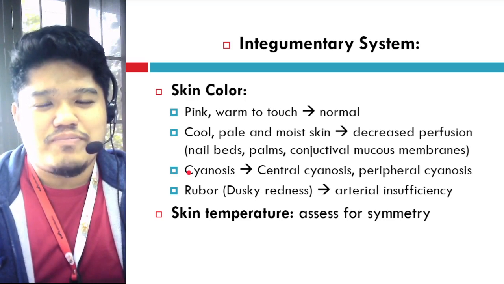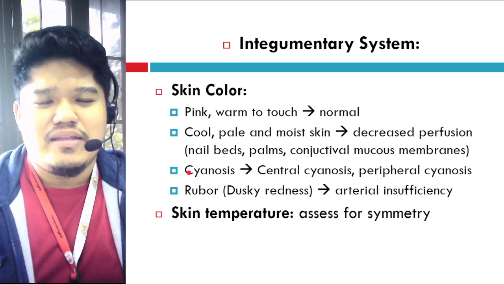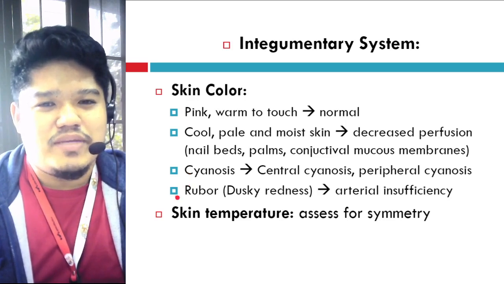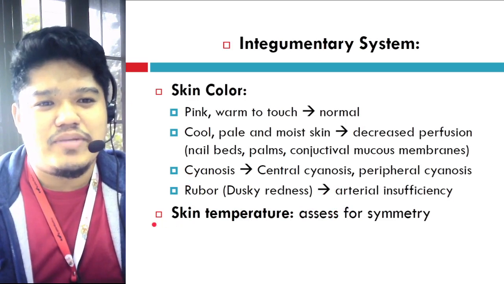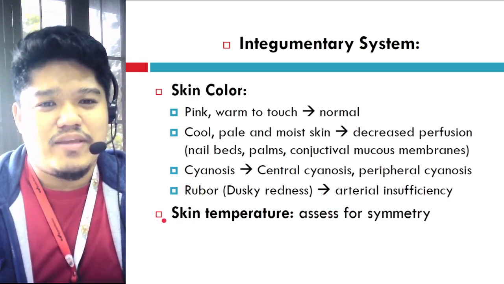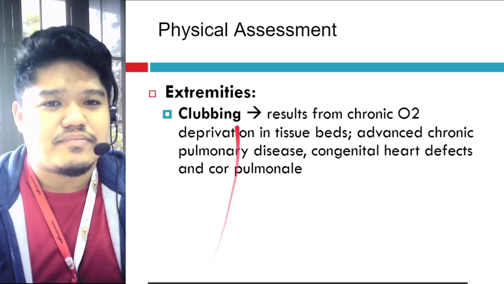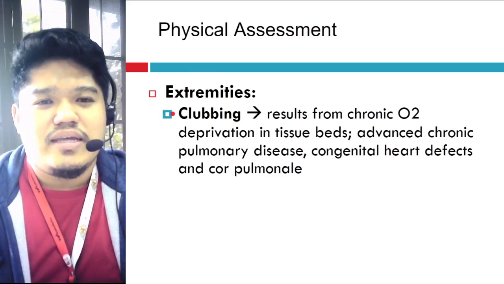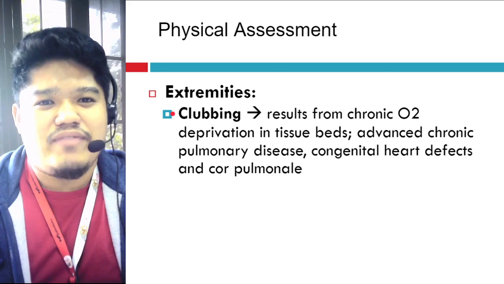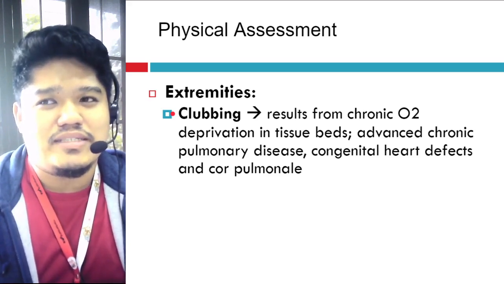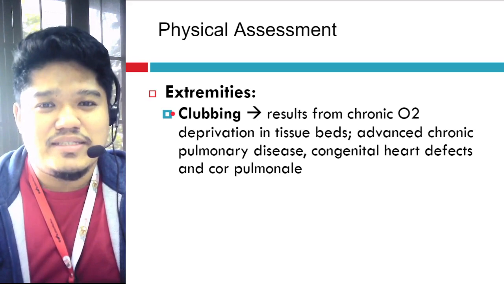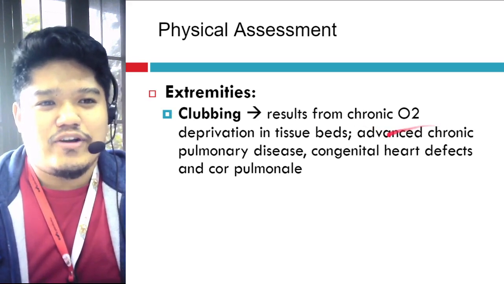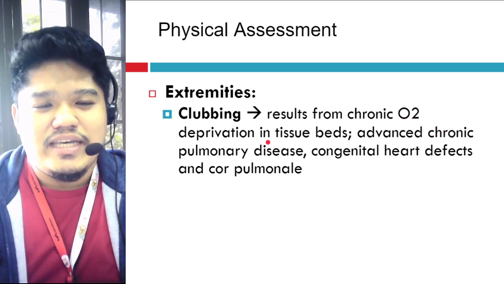Take note also that some patients may be developing dusky redness or rubor, which may be an indication of arterial insufficiency. Check for the skin temperature and assess for the symmetry of the temperature, comparing both left and right. So, at the distal portion of the extremities, we should check the patients if they may be having clubbing. So, we know that clubbing is an increase in the size of the nail beds because of the lacking or chronic oxygen deprivation in the tissue beds.